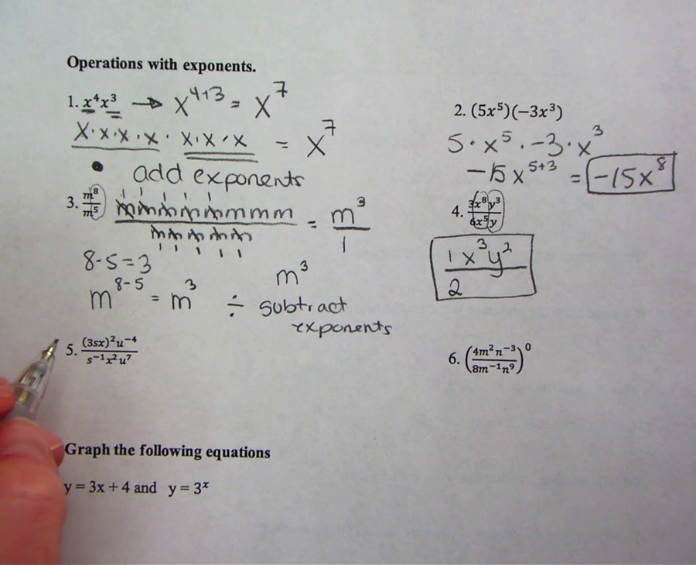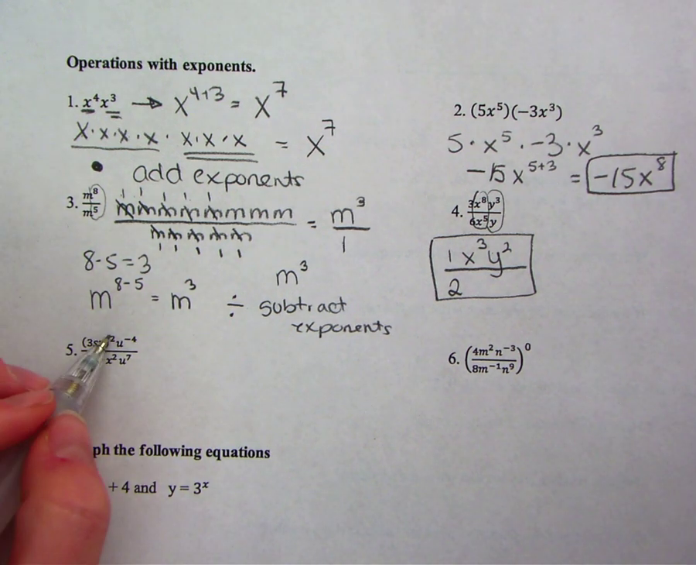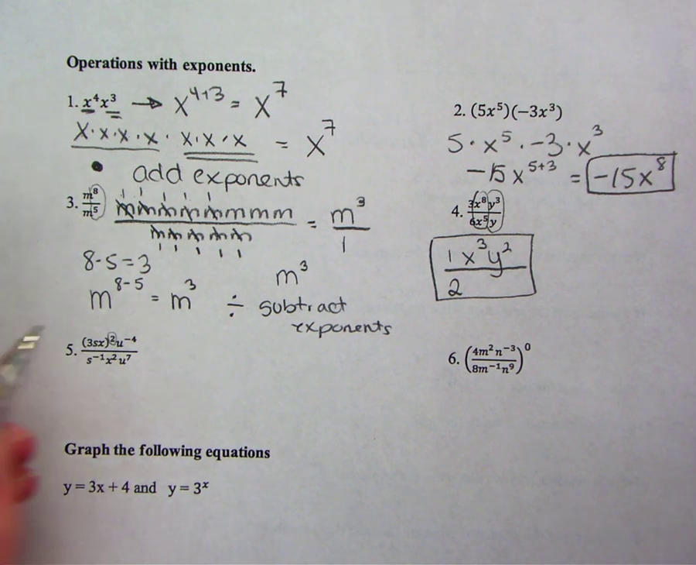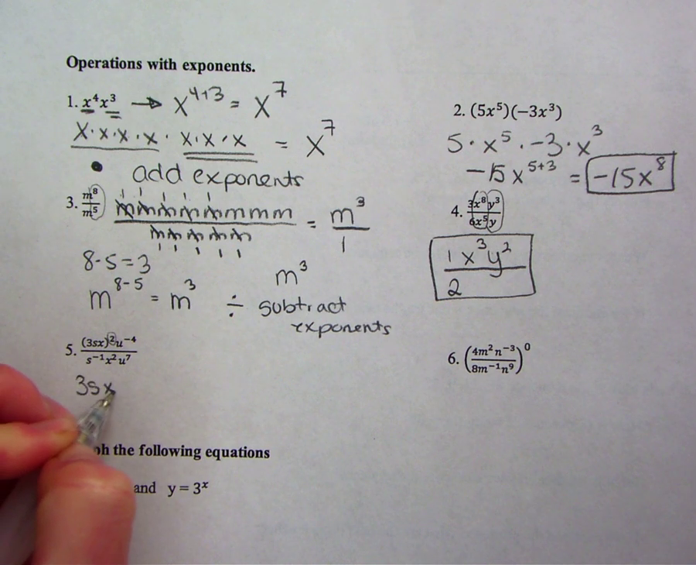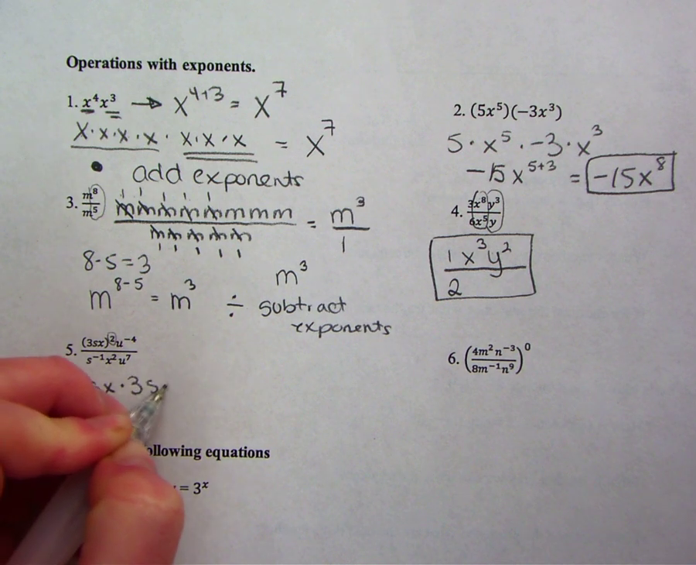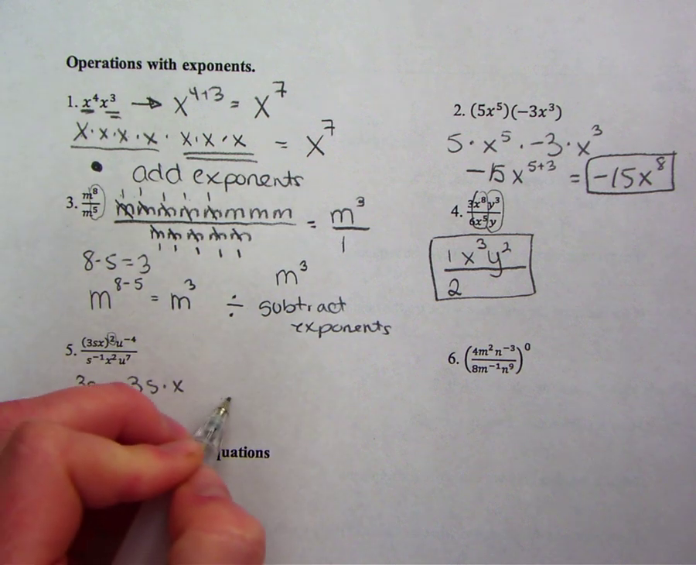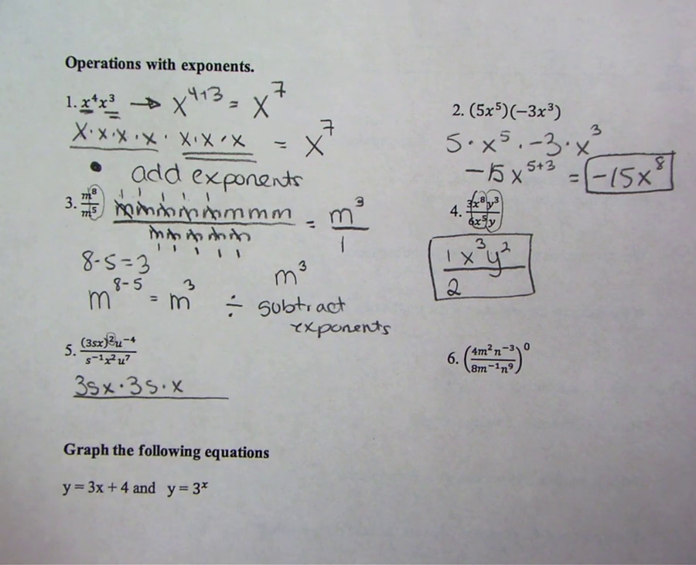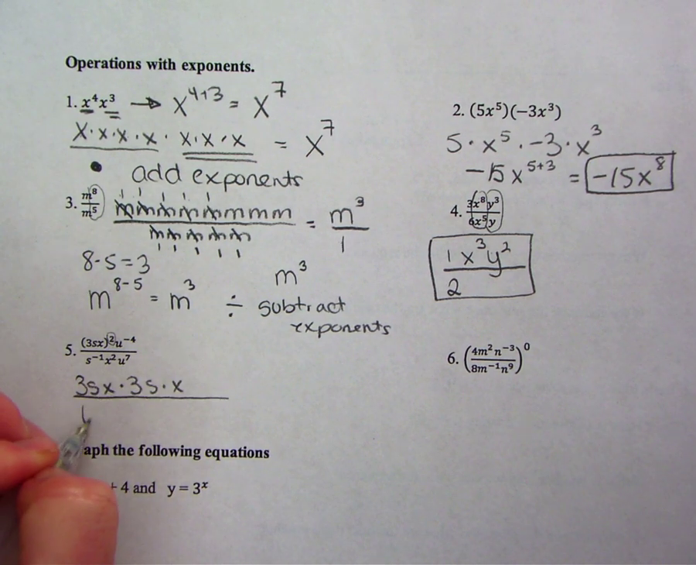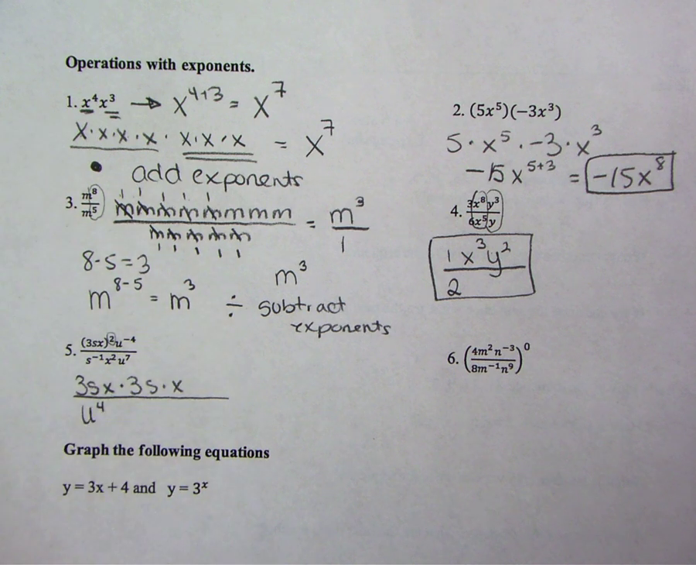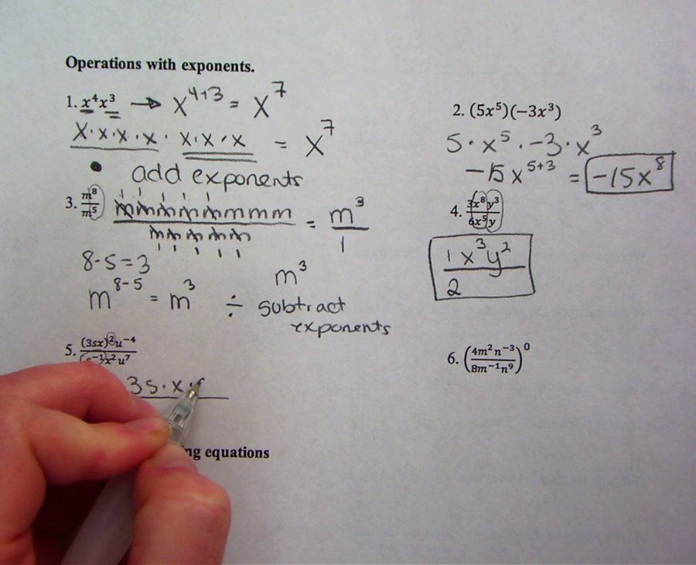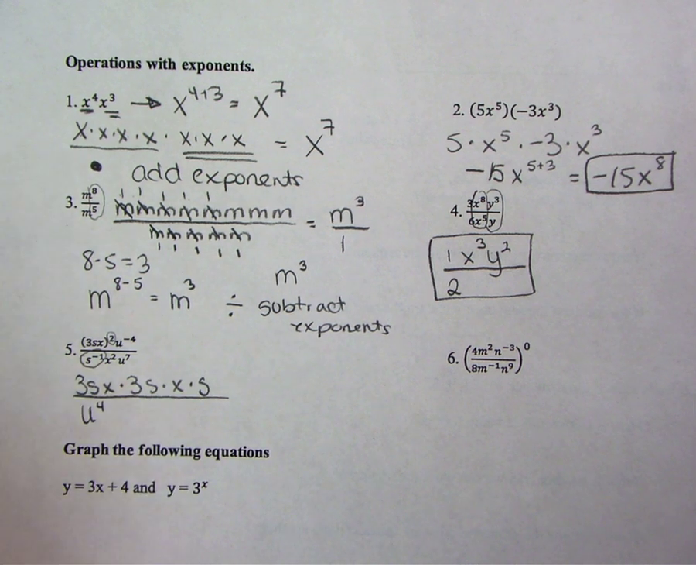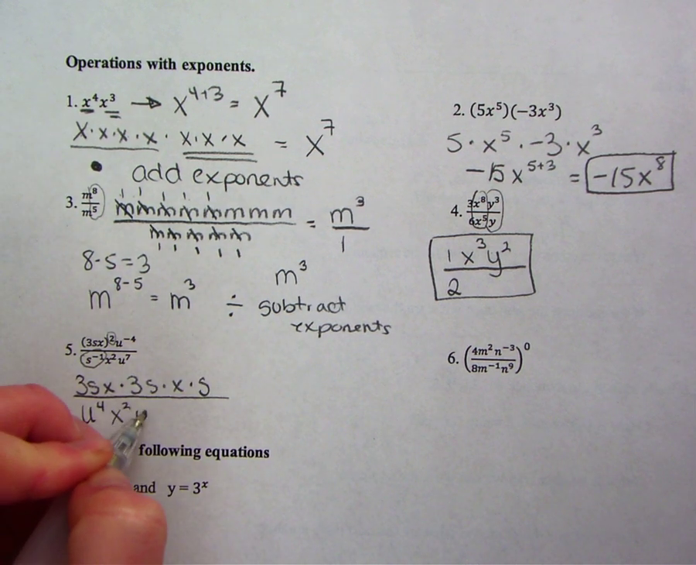The next one gets a little more complicated. We have some negative exponents. We have a power to a power. When you're raising a power to a power, we're going to write this out. It's 3sx times itself, 3sx. And then we have u to the negative 4, which we know means it moves to the bottom. So u to the positive 4 on the bottom. We have s to the negative 1, which means that's going to move to the top. And then the x squared and u to the 7th.